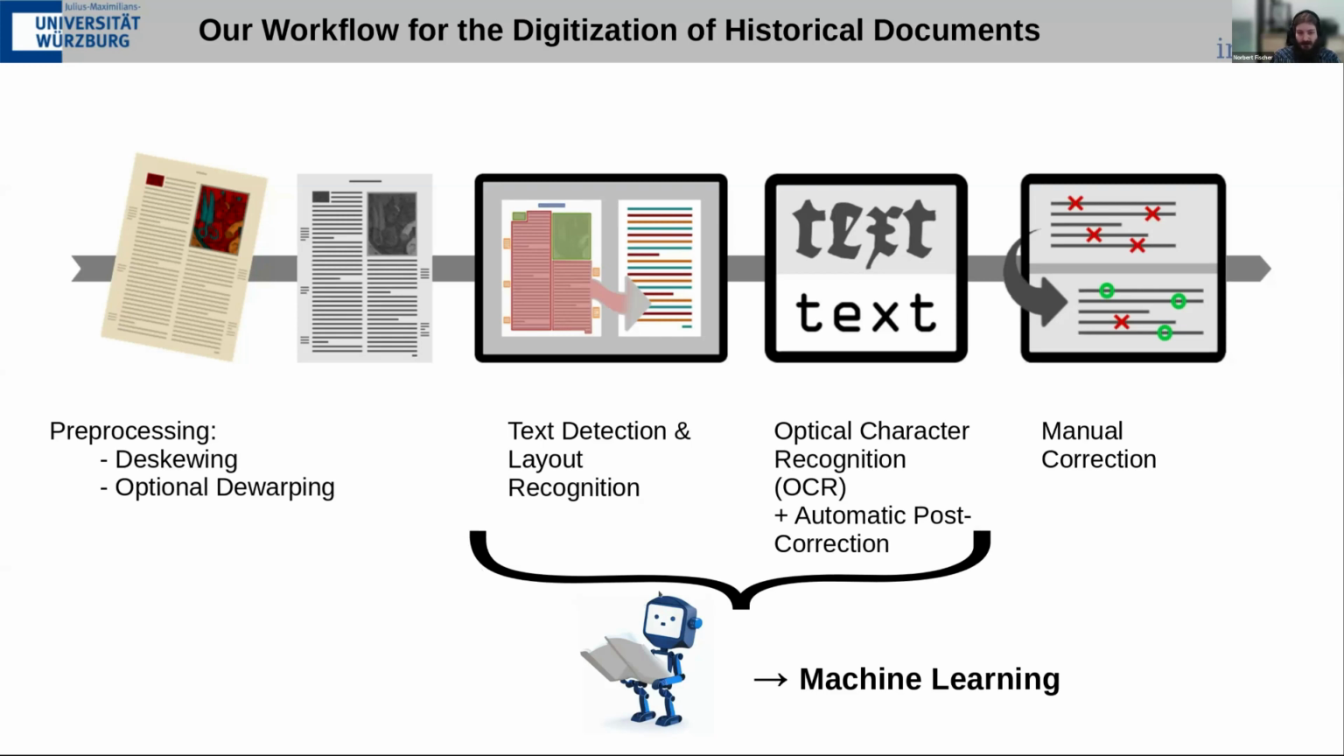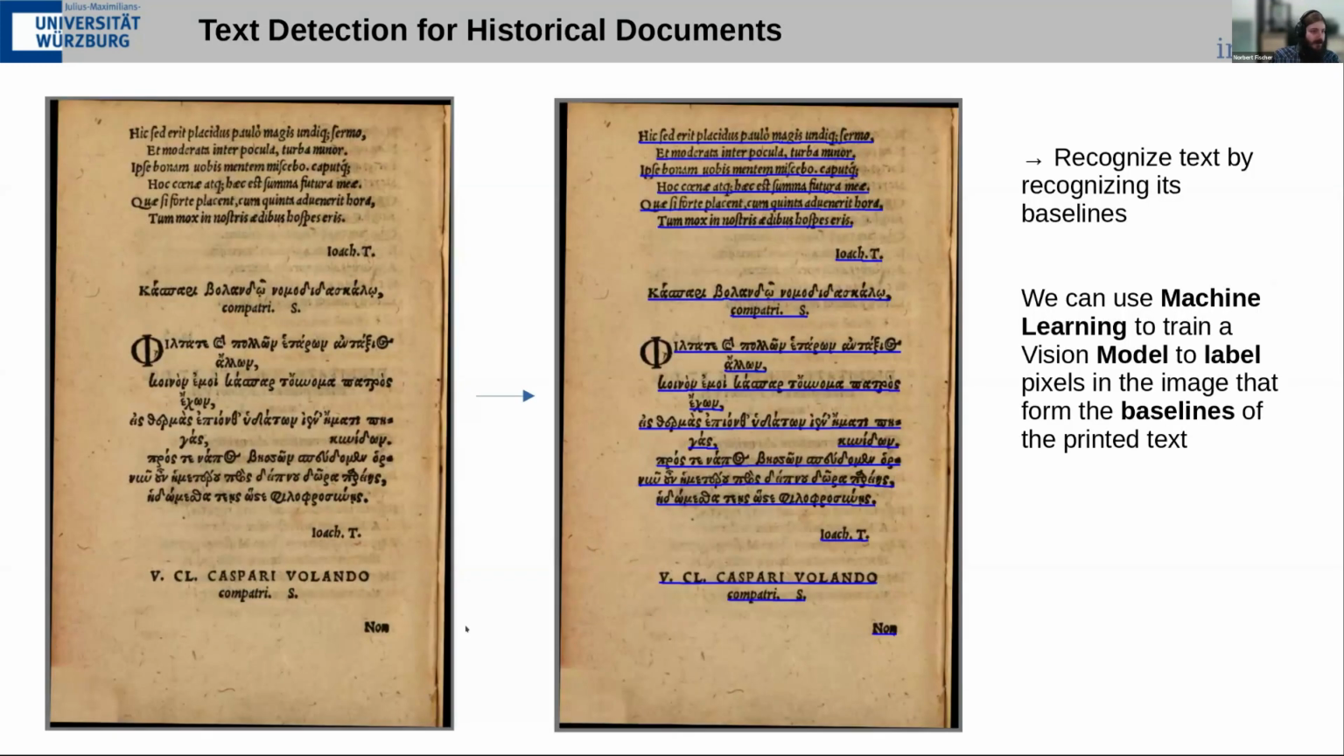The main focus of this talk will be these two steps in the middle, for which in this project we use machine learning in order to automate these steps. And this is also the topic of my PhD thesis that I'm currently writing at the University of Würzburg. So let's see how we can apply machine learning in order to detect text and the layout of historical documents.